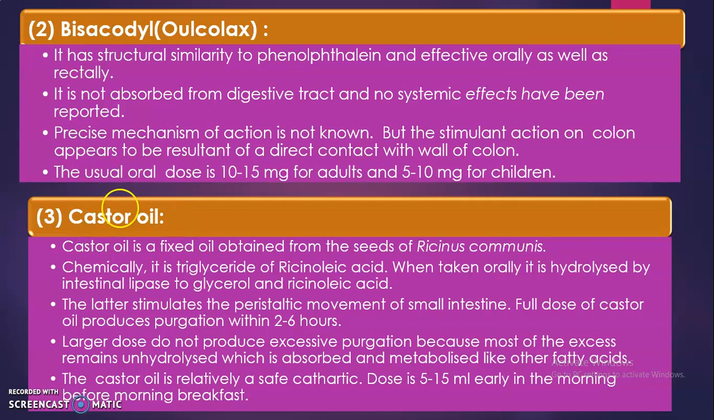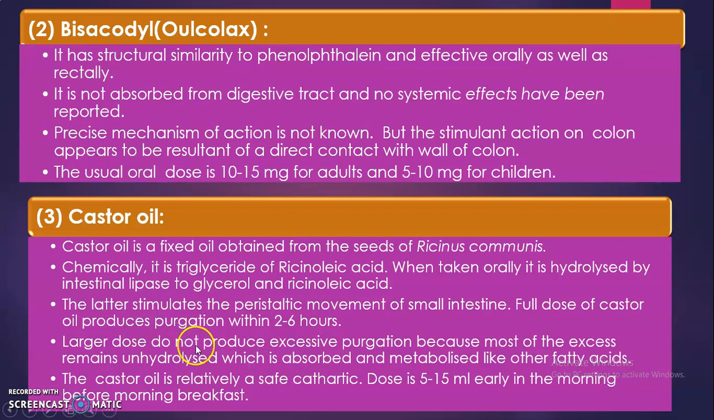Castor oil is a fixed oil obtained from the seed of Ricinus communis. Chemically, it is a triglyceride of ricinoleic acid. When taken orally, it is hydrolyzed by intestinal lipase to glycerol and ricinoleic acid. The latter stimulates the peristaltic movement of the small intestine. A full dose of castor oil produces purgation within 2 to 6 hours. That's why castor oil is also known as a cathartic.